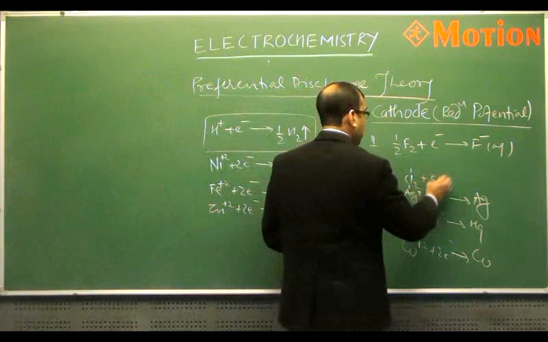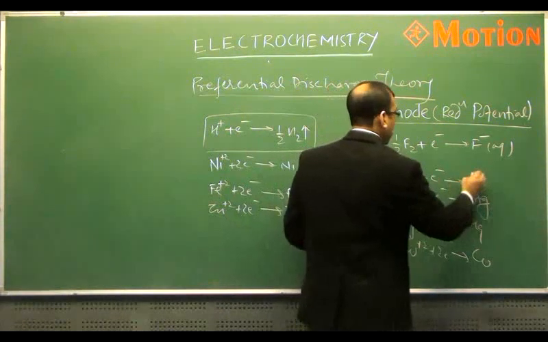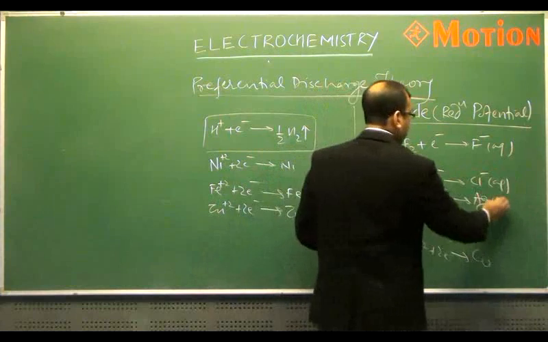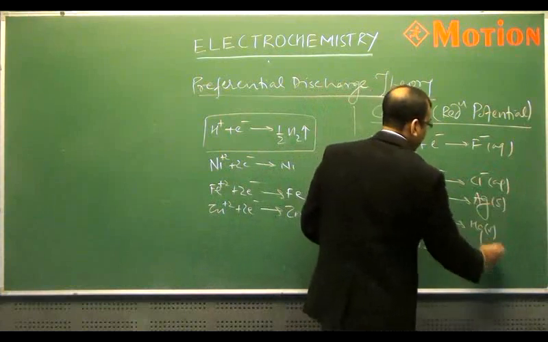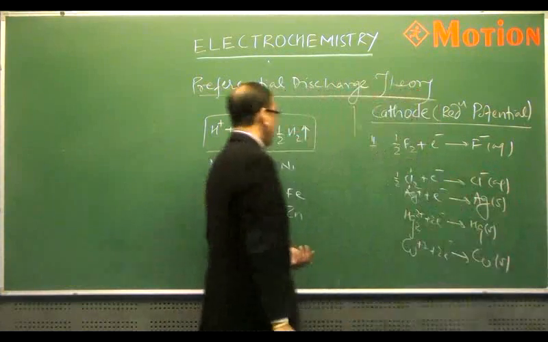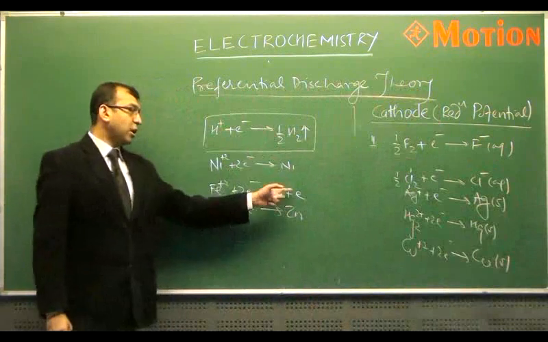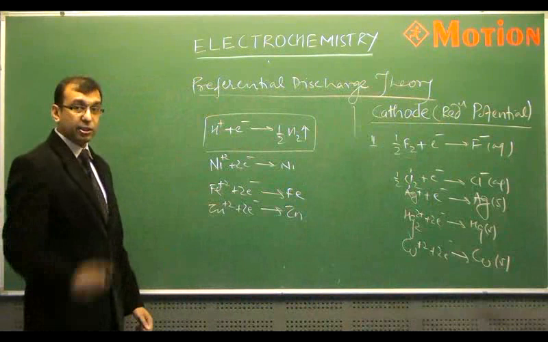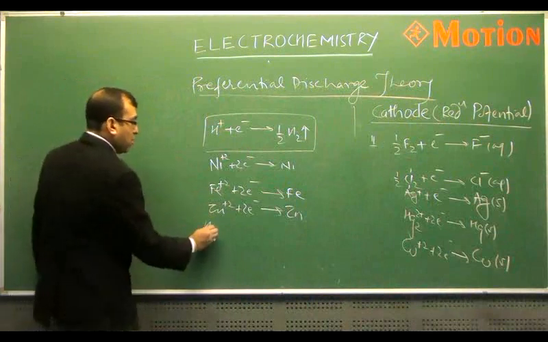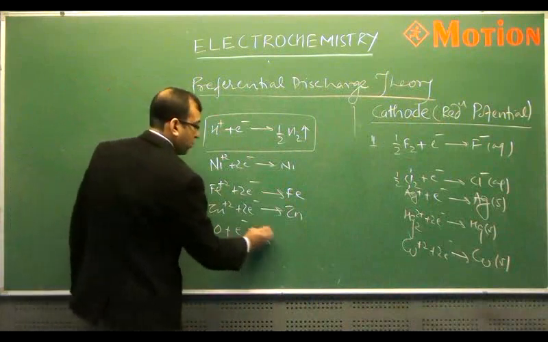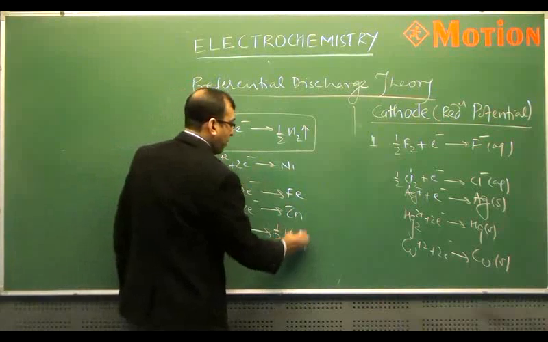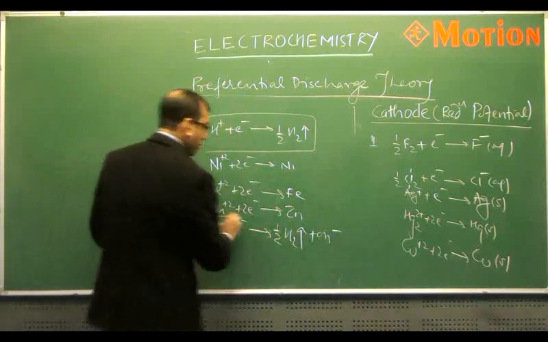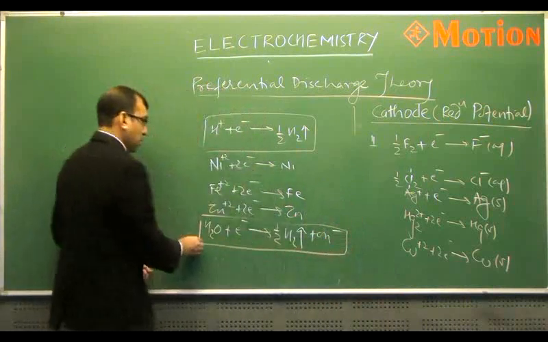Half of Cl2 plus electron gives Cl minus aqueous. Ag plus aqueous plus electron gives Ag solid, Hg solid, copper solid, H2 gas, nickel solid, iron solid, zinc solid. But here comes the important entry, that is water. Water plus electron, what are we getting? Half of H2 gas plus OH minus. This is an important entry when solving numericals.